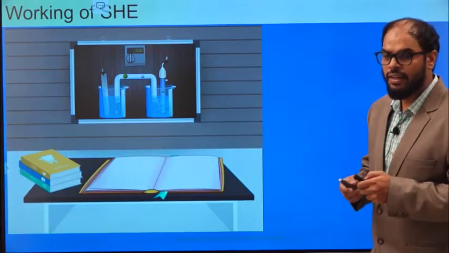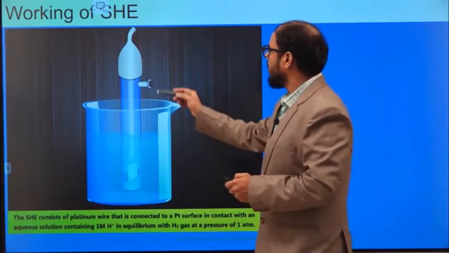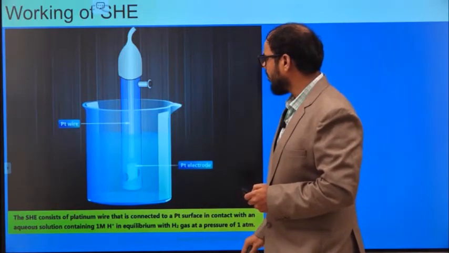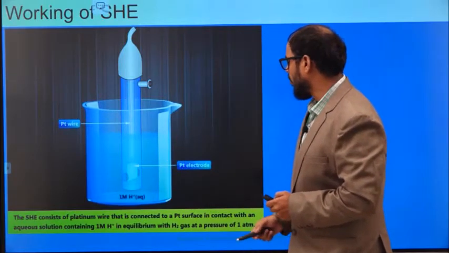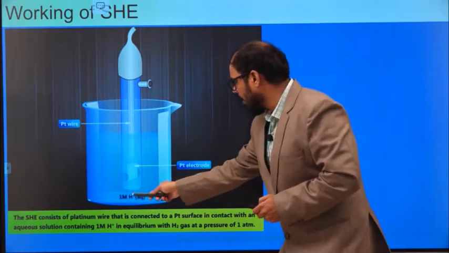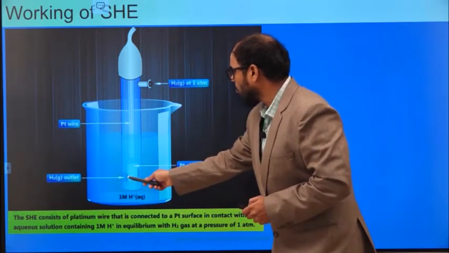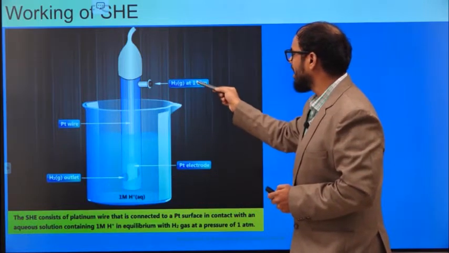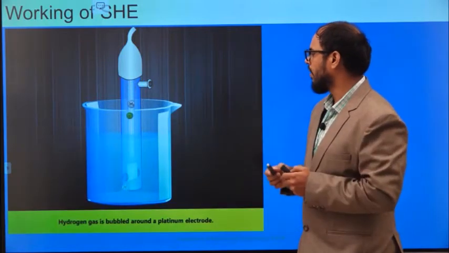Let us try to understand the working behavior of an SHE electrode. This is the SHE electrode, which has a platinum electrode covered with platinum powder, and the whole setup is maintained at 1 molar H plus ion concentration, and we have an outlet for the excess hydrogen gas. The hydrogen gas is bubbled into this system at 1 atmosphere.